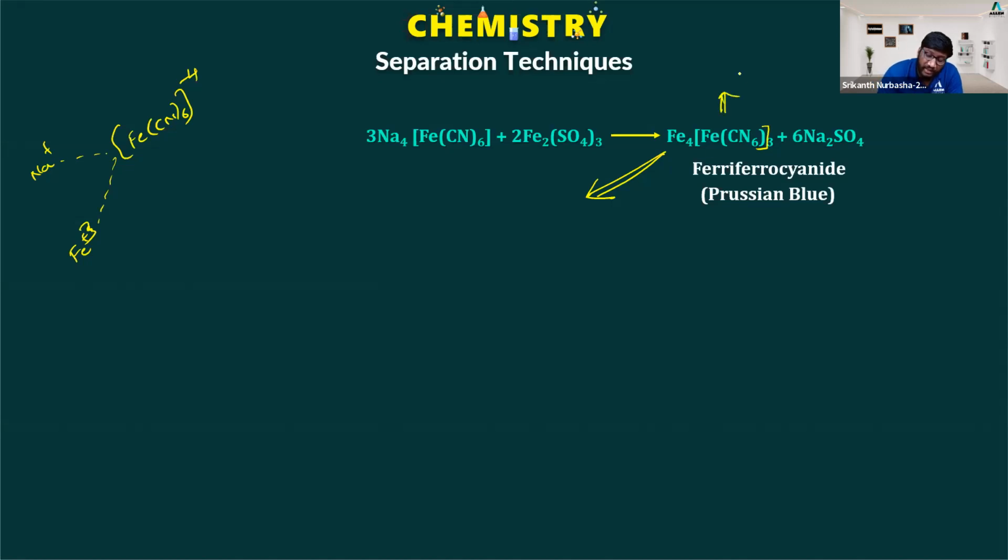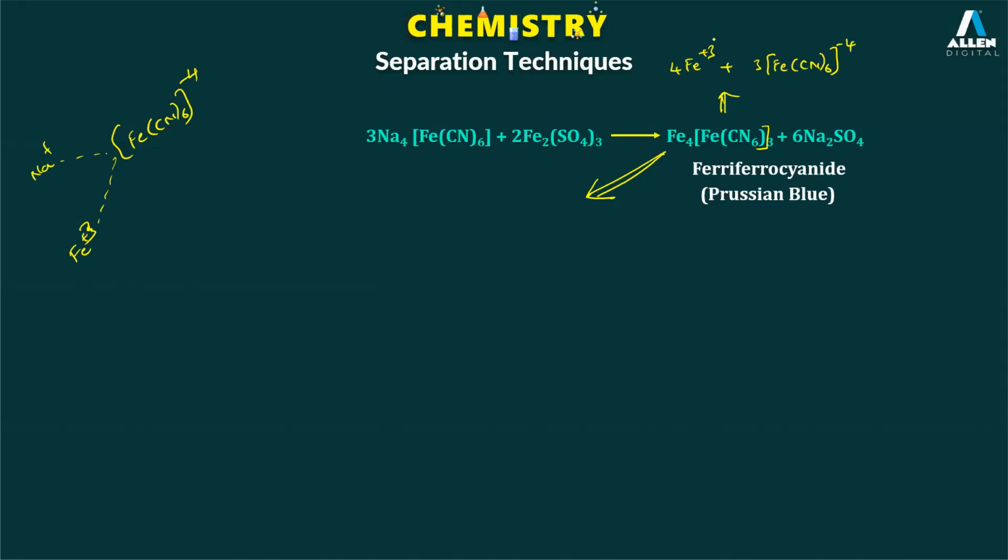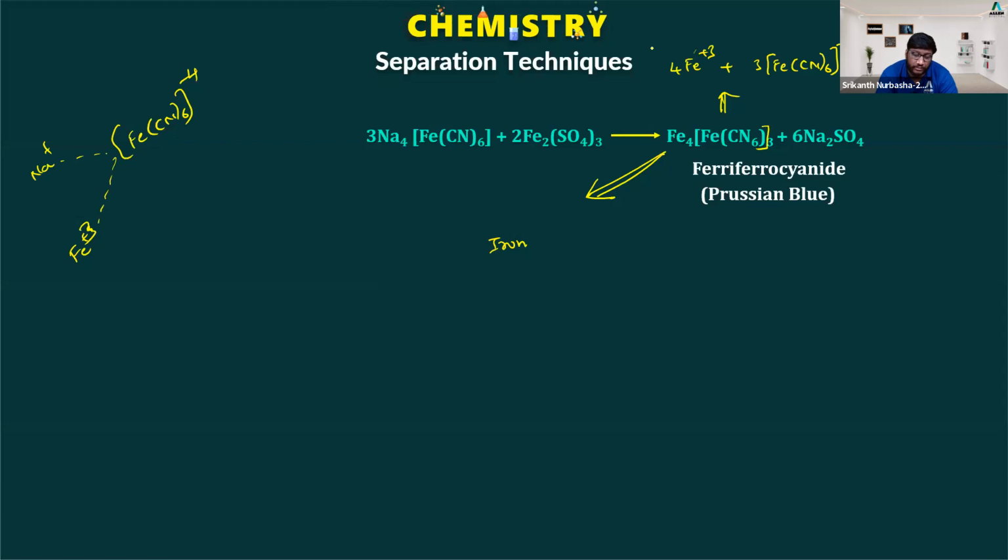This complex I can write as Fe+3 4 [Fe(CN)6]4-. So while naming the complex compounds, you have to name the positive part first or the negative part first? Positive first. So I have to name the positive part. Iron, I can write Fe+3 is the iron. Do I need to give its oxidation state for the counter ion or not required?